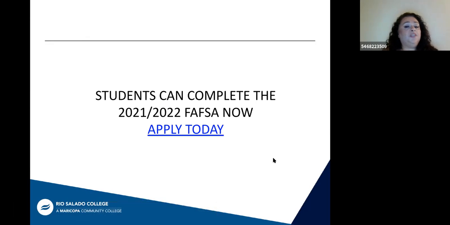And the benefit too is that if you are one of the first students that get awarded, if grants are available and you qualify, it's usually first come, first serve. So that also helps too.